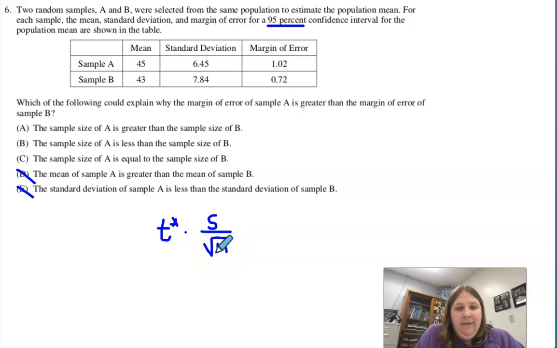If I am going to have a bigger margin of error, that means I would need to be dividing by a smaller number. So it has to be that the sample size of A is less than the sample size of B. We know that the standard deviation is smaller, and that's not going to make the margin of error bigger. It has to be that this sample size is smaller.